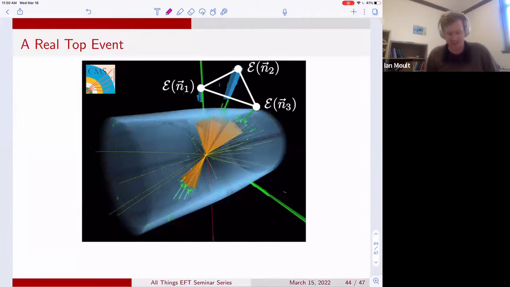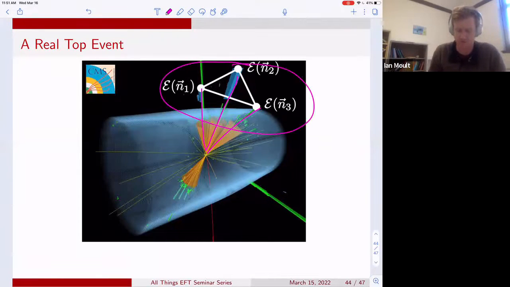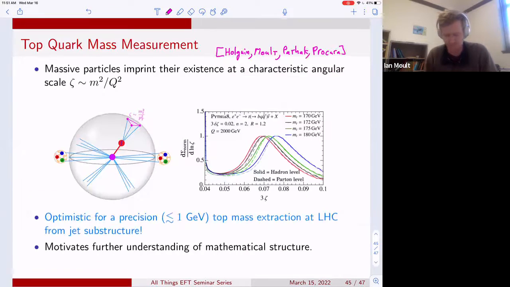If you look at a real top event, for example, here at CMS, the characteristic thing is that it decays into these three sprays coming from the hard three-body decay of the top. If one is thinking in this language of energy correlators, the natural way of going about it and the simplest observable is just to look at this three-particle correlator. That's a very simple field theoretic object. It's just one level beyond these two-point correlators. And so I think it's essentially the simplest thing which captures the behavior of the top quark.